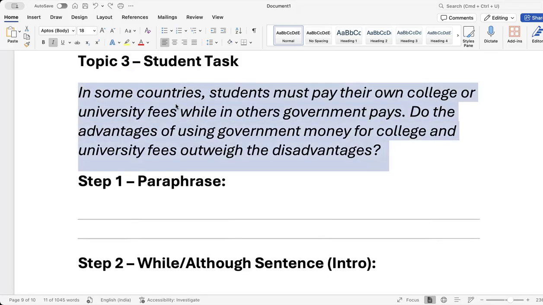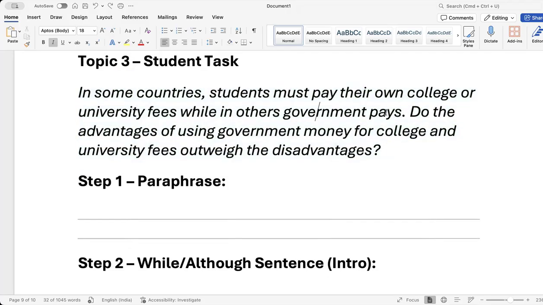This is your essay. In some countries, students must pay their own college or university fees, while in others government pays. अब देखो यहाँ पे भी दो है क्वेश्चन में, कुछ जगह स्टूडेंट्स पे करते हैं और कुछ जगह में कौन पे करता है? गवर्नमेंट। अब फायदे किसके पूछे? गवर्नमेंट के। The advantages and disadvantages are asked for the government paying. Are you clear here? Yes, sir.